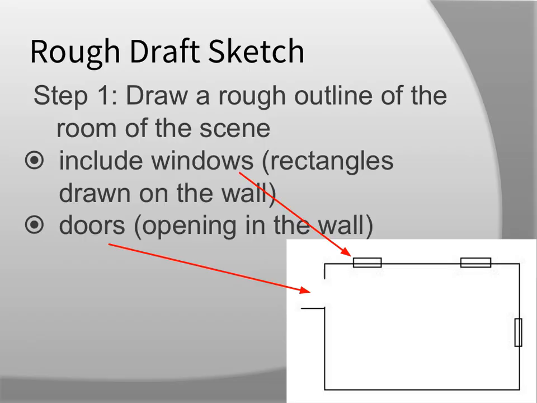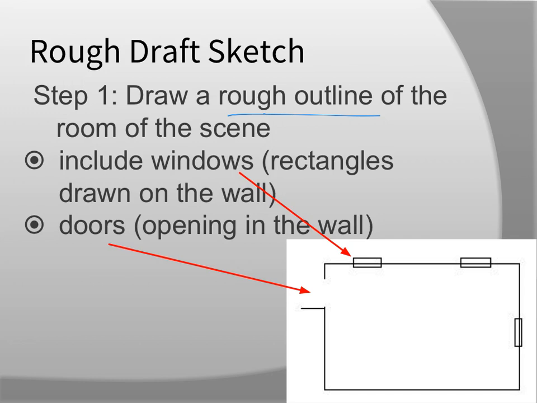So when we look at a rough draft, what we're trying to do is just get all the big important pieces of the room. When you are in lab, you're going to be creating a rough draft sketch as a group and then taking that rough draft to create a final nice draft using Lucidchart, so making everything look nice and computer generated. So the first step when you're drawing a rough sketch is you're going to want to draw a rough outline of the room.